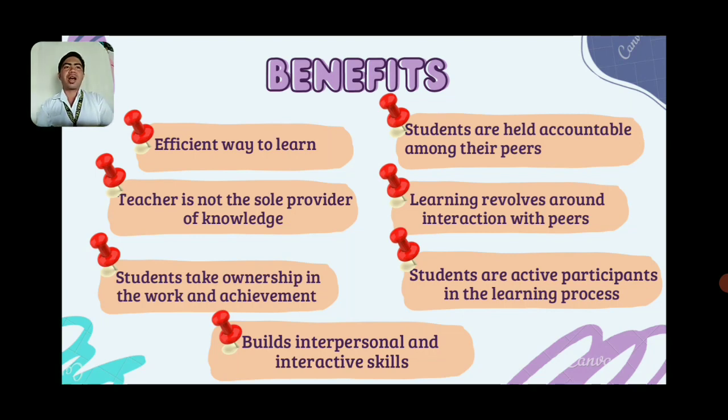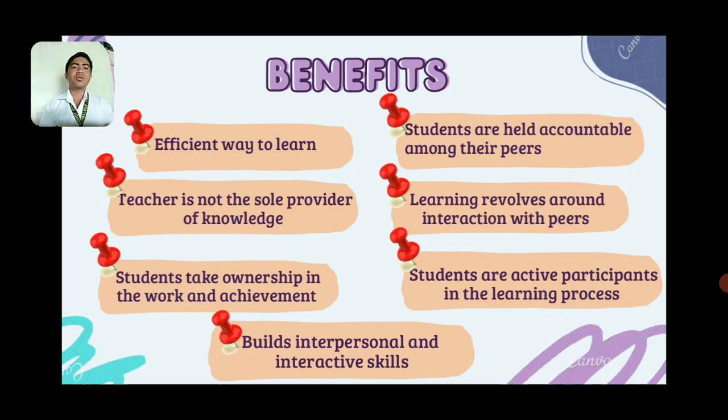Learning revolves around interaction with peers. Since this is a cooperative learning strategy, everybody must collaborate, must cooperate, and intensify the interaction with peers. And through the interaction, they will learn more insights and knowledge on the given topic that they are assigned. Students are active participants in the learning process, of course, because they are the ones who really discover the things that they need to know, to learn, and to explore.